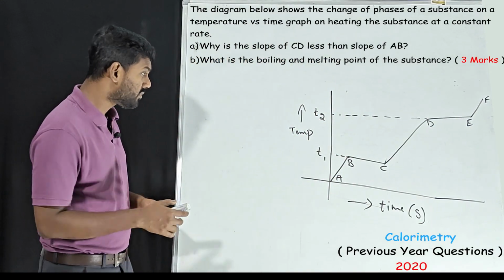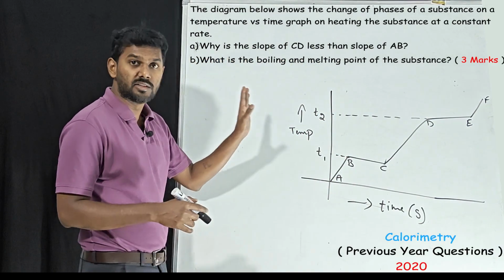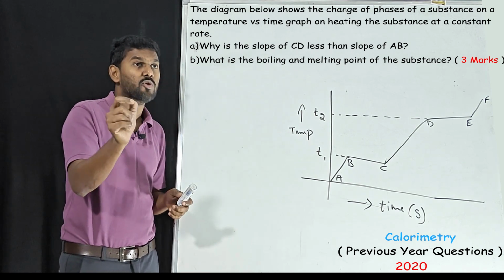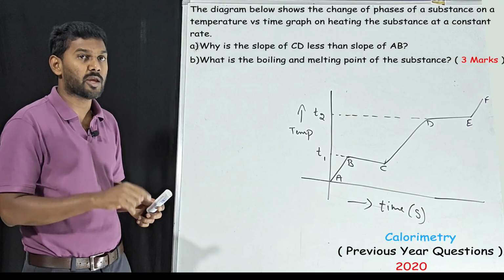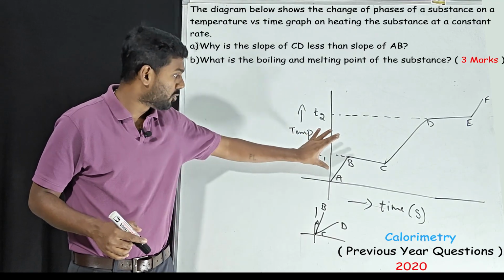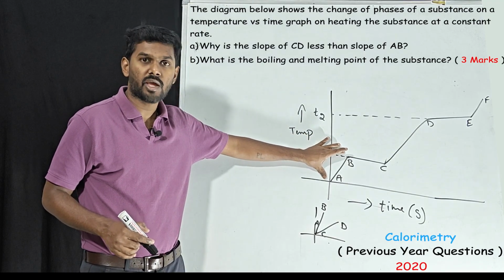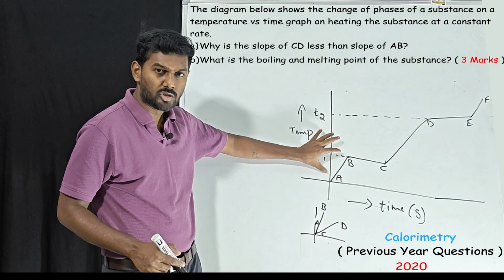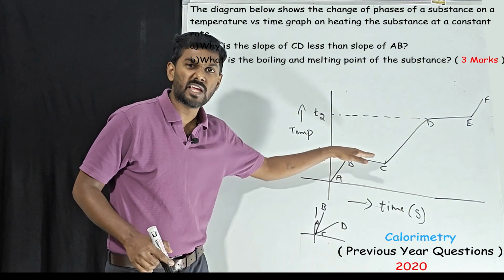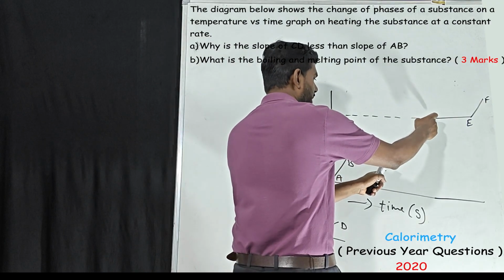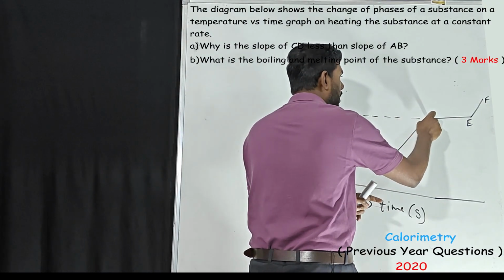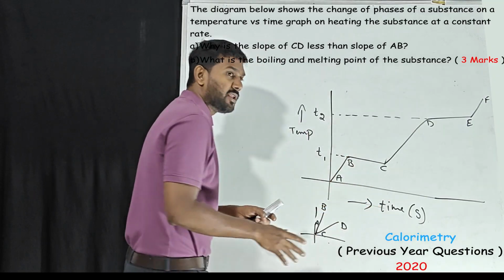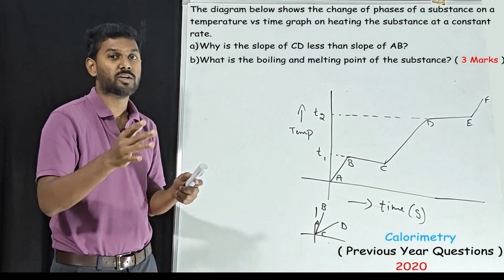Now see, so here this is the graph, that is what we have understood. Now why is the slope CD less than slope AB? Here you need to understand slope AB, this slope, is greater because why? Because it has taken less time to come to the change in phase. Here can you see, here it has taken more time to come to the change in phase. Here it has taken less time. So less time means the slope will be more. This is one way to understand.